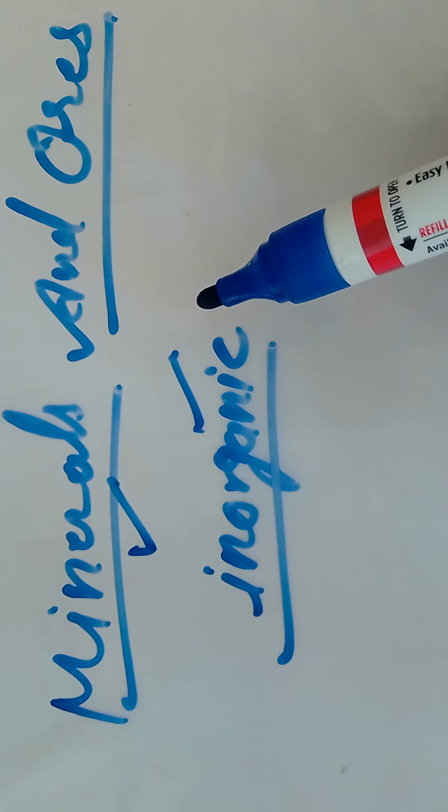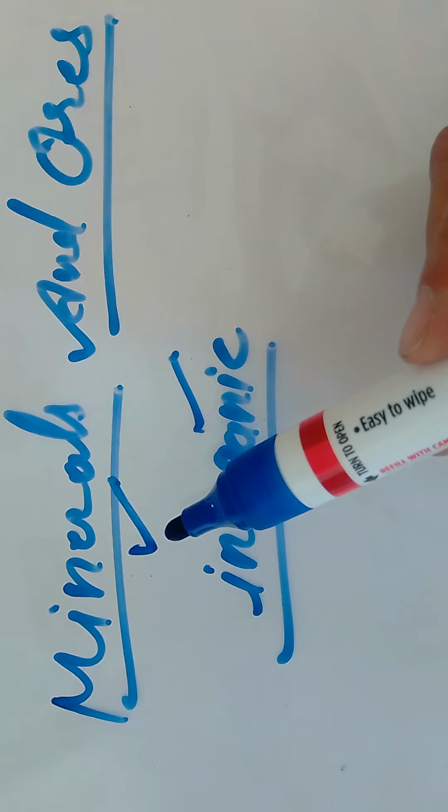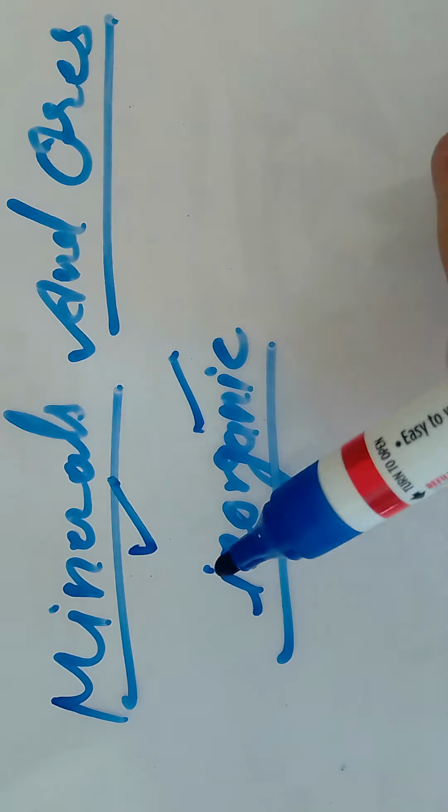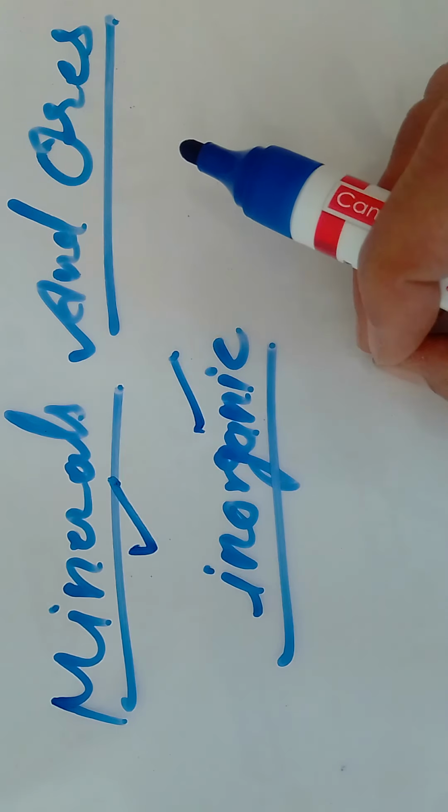Inorganic means which we obtain as non-living, from non-living things. So we will extract minerals mainly from the rocks. These are inorganic in nature and naturally present beneath the surface of the earth. Minerals may be of different types.